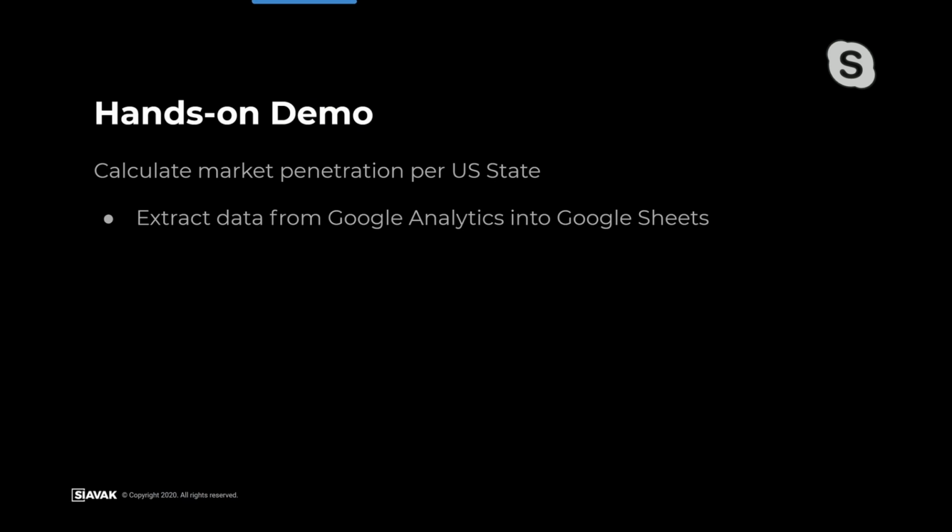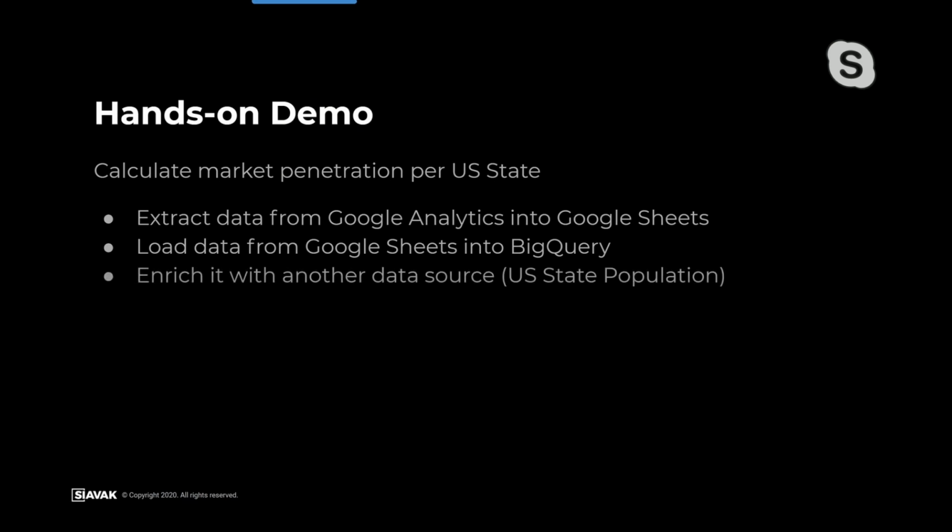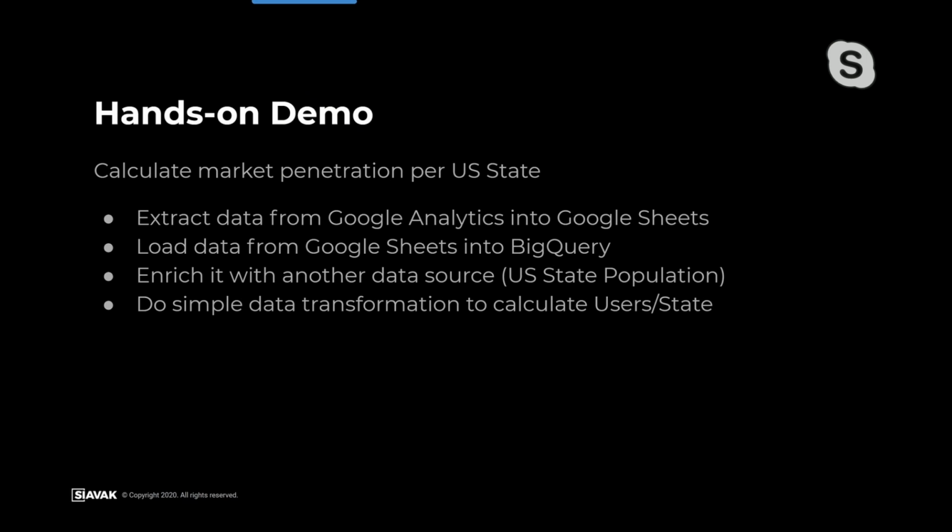Now, the steps I'm going to take: first I'm going to extract data from GA into Google Sheets using the GA add-on for Google Sheets. Then I'm going to load that data from Google Sheets into BigQuery with Google Apps Script. So far everything is free. Then I'm going to create another table, US state population, in BigQuery. And then I'm going to do a simple data transformation, joining those two tables together to calculate users per state population. Then I'm going to connect the resulting table to Data Studio and visualize it. Okay, that is the end of the presentation.